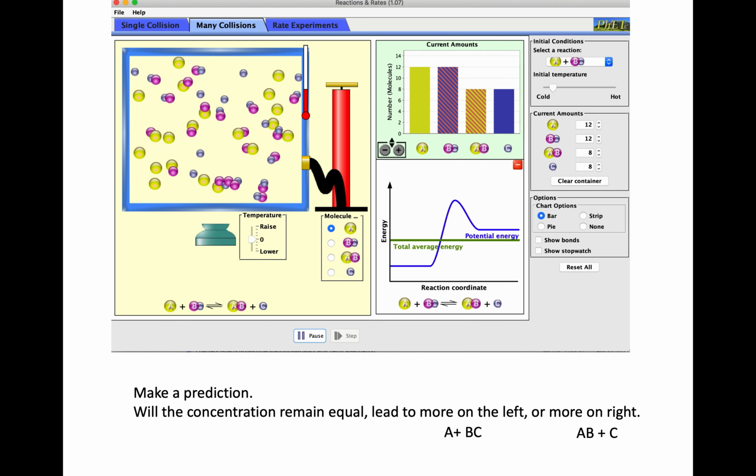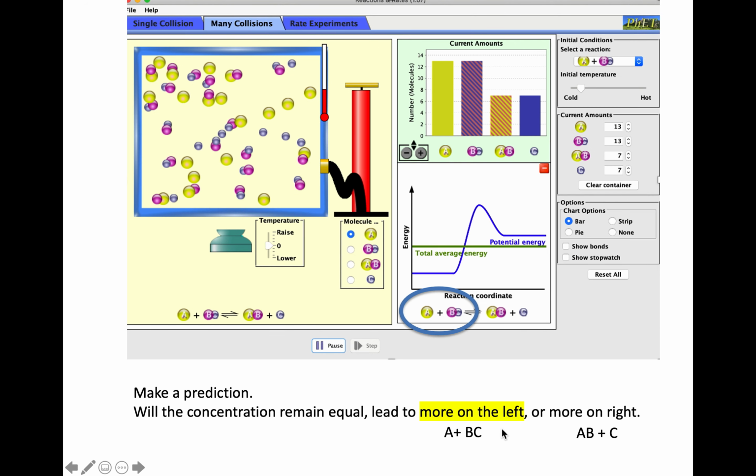So as that proceeded right there, it definitely looks like I put more on the left-hand side of the reaction, more of A plus BC. I started out with equal amounts, but it seemed to settle into these particular values.